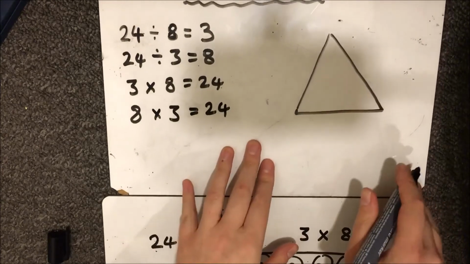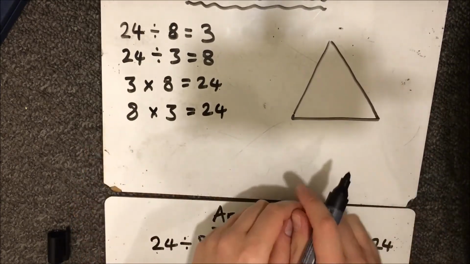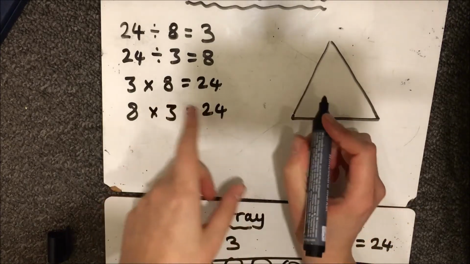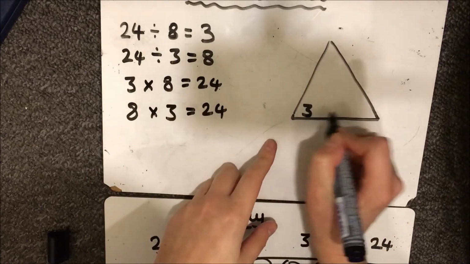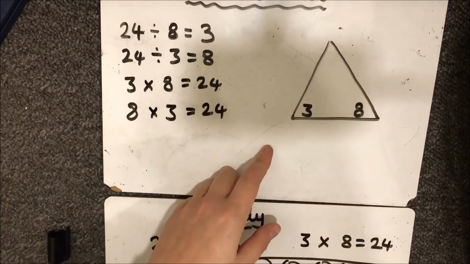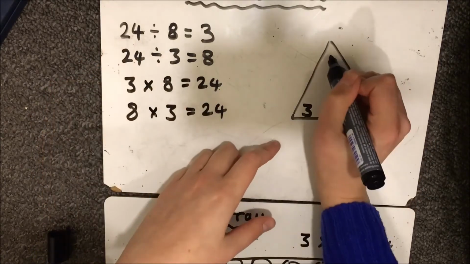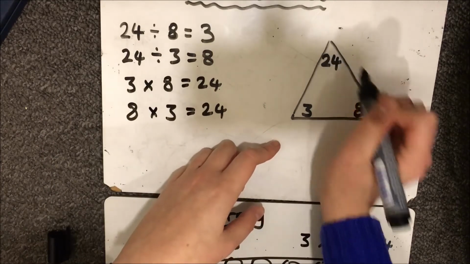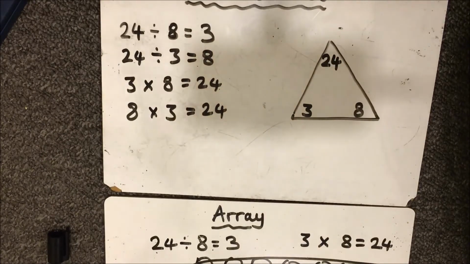I'm going to show you how this looks on a fact family triangle. So at the bottom, I'm going to use my times table. So I'm going to put 3 and 8. And my whole is always at the top. So my whole here is 24. That's the most important thing. The whole goes at the point at the very top of the triangle. Imagine it's the most important because it's the biggest number.